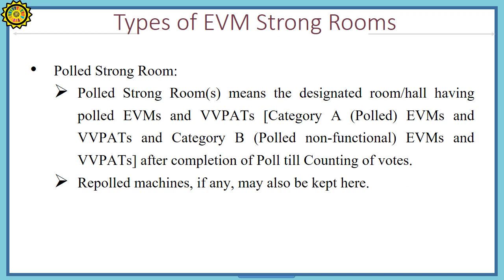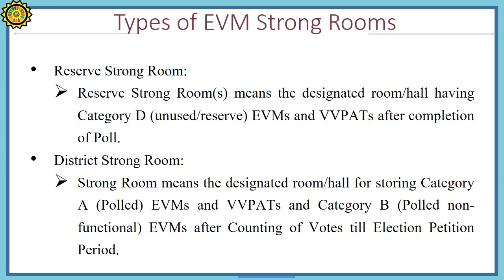Polled strong room. Polled strong room means the designated room or the hall having polled EVM and VVPAT, that is category A polled EVM and VVPAT and category B polled non-functional EVM and VVPAT after completion of poll till the counting of votes. Repoll machines, if any, may also be kept here. Reserve strong room. Reserve strong room means the designated room having category D, that is unused reserve EVM and VVPAT.